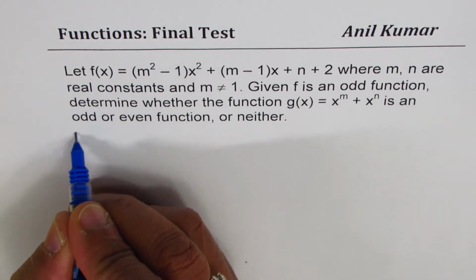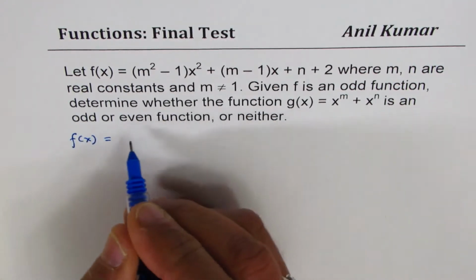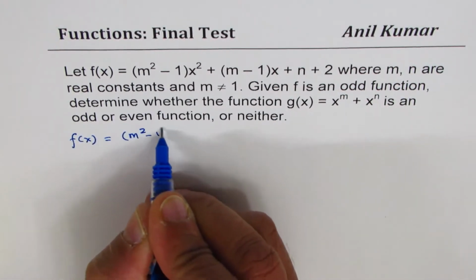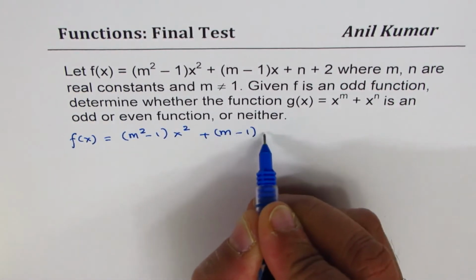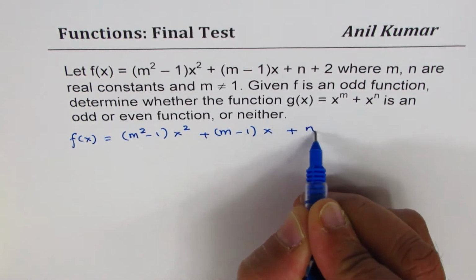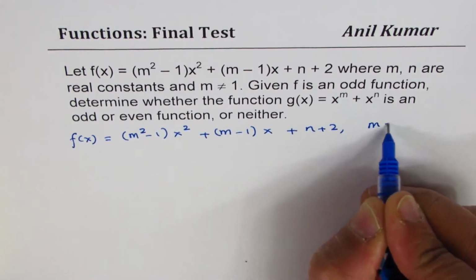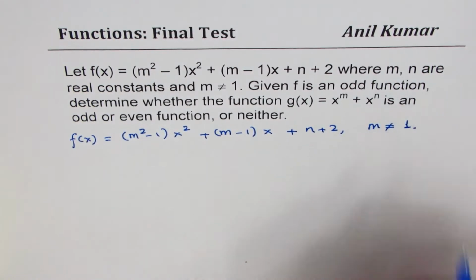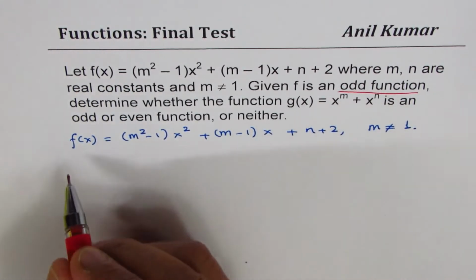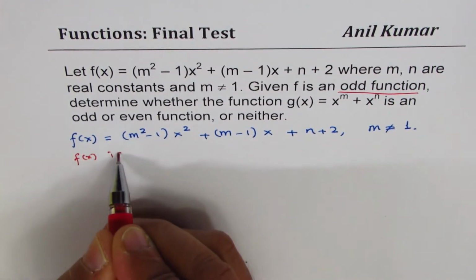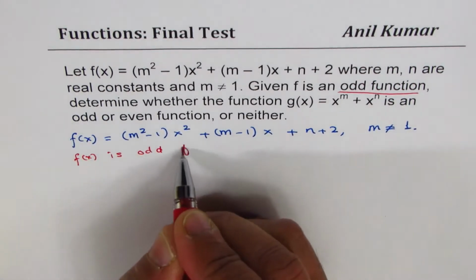So let's write down the function which is given to us, f of x, which equals m square minus 1 times x square plus m minus 1 times x plus the constant n plus 2, right? We are also given that m is not equal to 1. This is kind of important. And the given function is an odd function, right? So it's an odd function. Now that gives you a hint. F of x is an odd function. It means what?